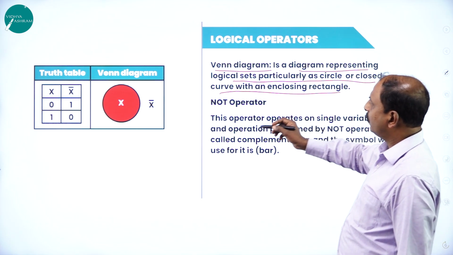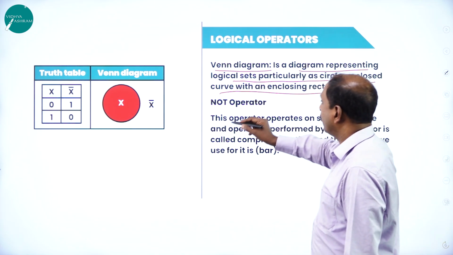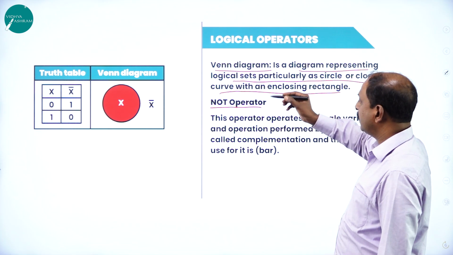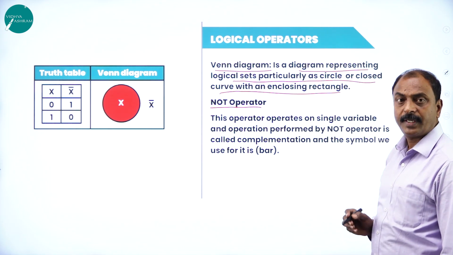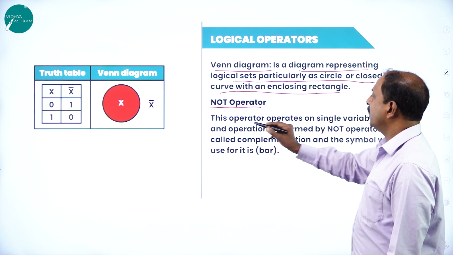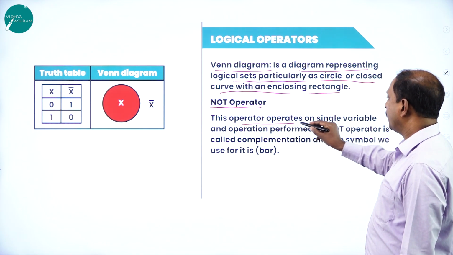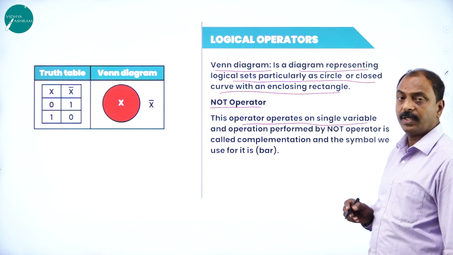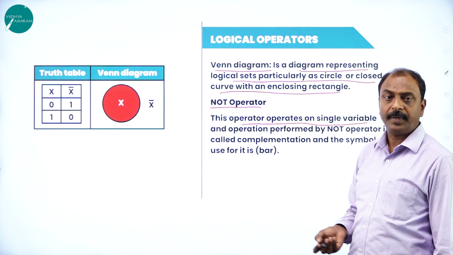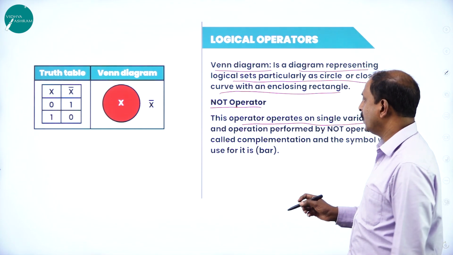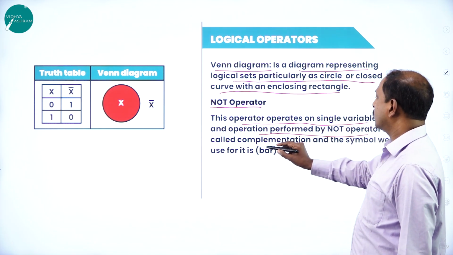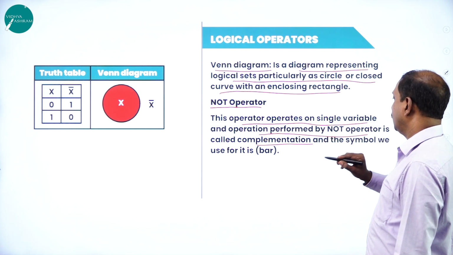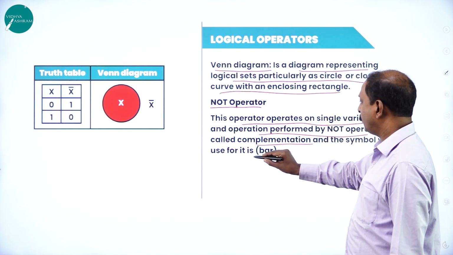Now let us see what the NOT operator is. One of the logical operators is the NOT operator. The definition is, this operator operates on a single variable, which means it takes only one input. The operation performed by the NOT operation is called complementation, and the symbol we use is a bar.